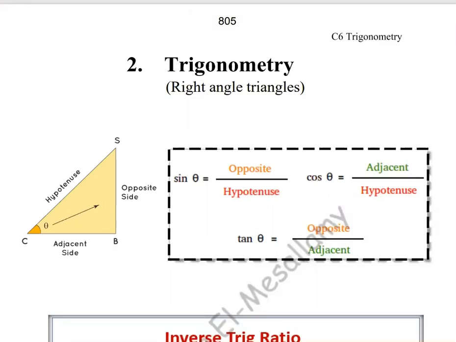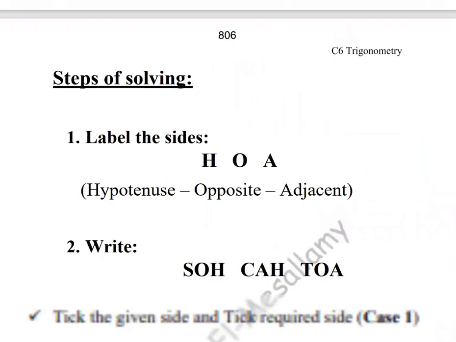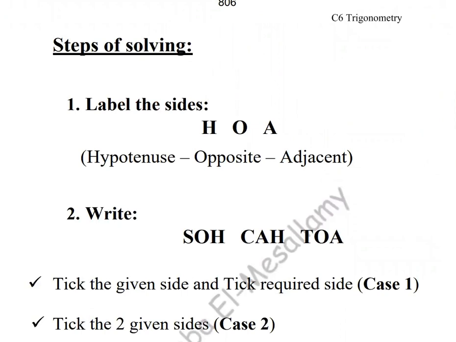Hello all, let's work on some trigonometry problems. First of all, we need to apply trigonometric ratios on right angle triangles. We have here the three ratios we are going to work with. Sine theta is opposite over hypotenuse, cosine theta is adjacent over hypotenuse, and tan theta is opposite over adjacent. Let's start checking the steps of solving.